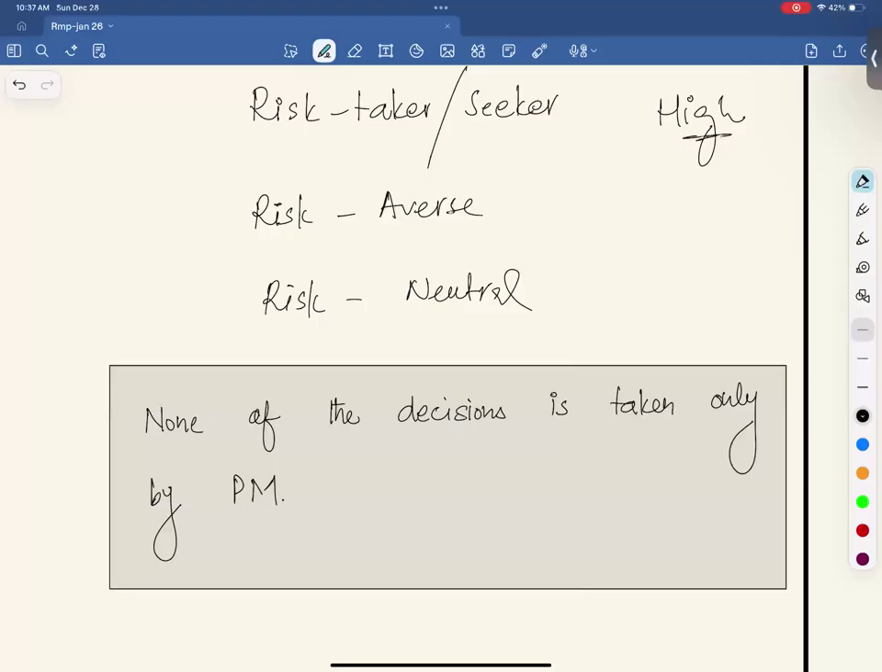And for this, we can manage this risk within certain boundaries. Okay, just remember for all your PMI exams, none of the decisions is taken only by the project manager. None of those. All decisions are taken in a collaborative fashion. Team is involved, risk-related people are involved, project manager is involved, sponsor is involved, stakeholders are involved. So it's a collaborative effort, right? This is not a best practice to take unilateral decisions, right?